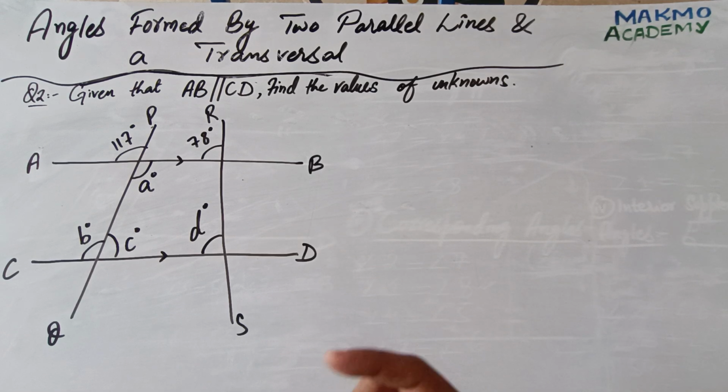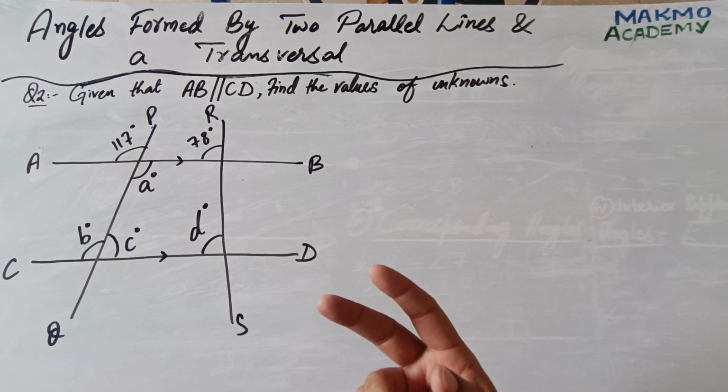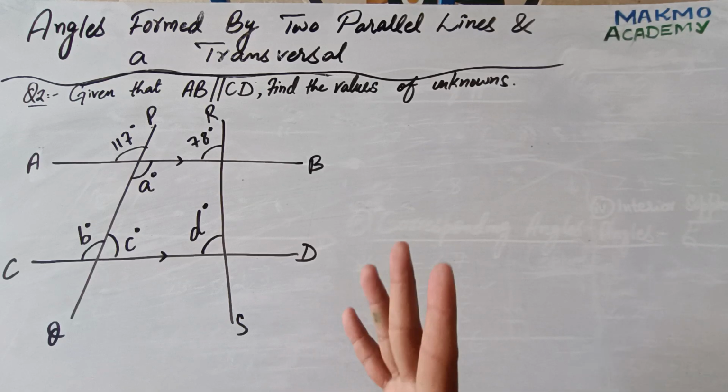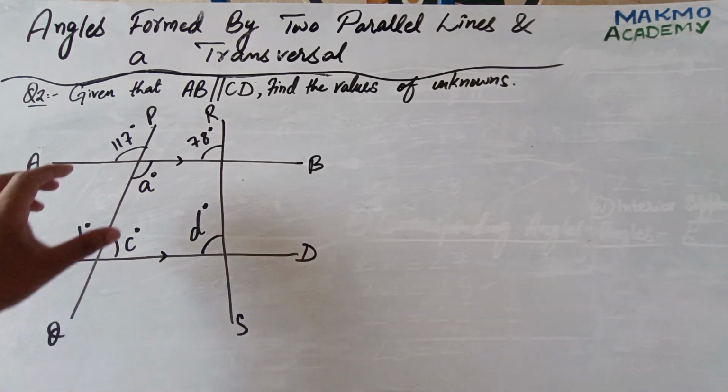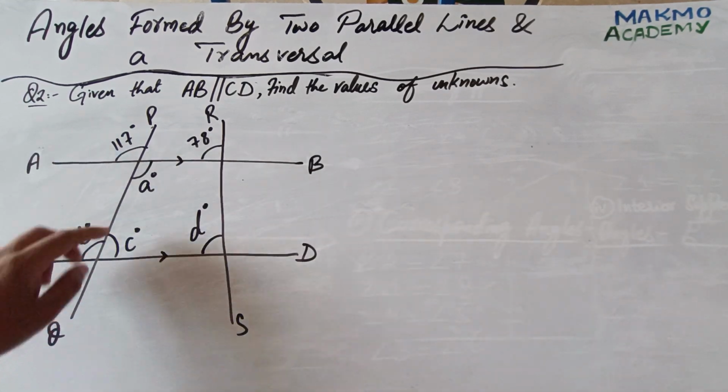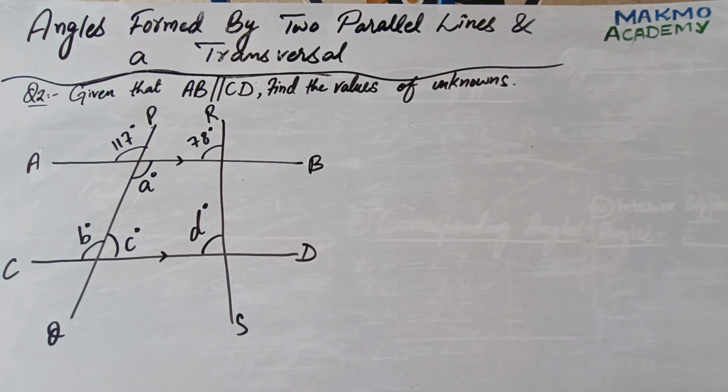When two parallel lines are intersected by a transversal line, four different types of angles are formed: vertically opposite angles, corresponding angles, alternate interior angles, and supplementary angles. So let's start the question.